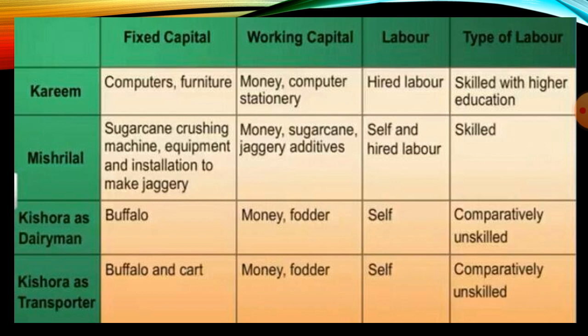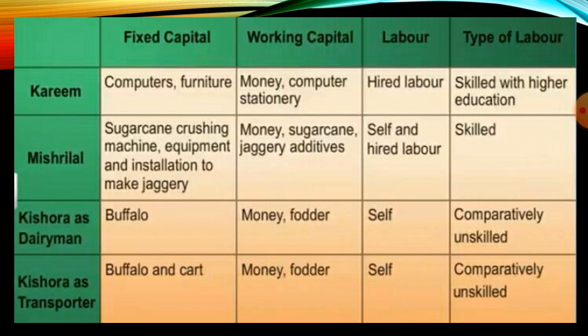The second example I had taken is of Mishri Lal. Mishri Lal has bought a sugarcane crushing machine and equipment and installation to make jaggery. That is good, and that is the fixed capital. The second is working capital. What is the working capital of Mishri Lal? Money, sugarcane, jaggery and adhesives. Then third, what is the labor being applied? That is self and hired labor, as Mishri Lal himself is doing the work and one more person is also hired by him. And what type of labor is it? It is skilled labor.